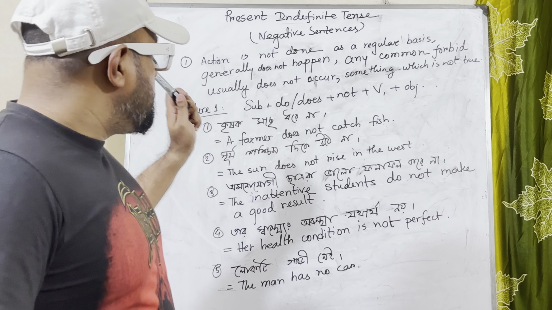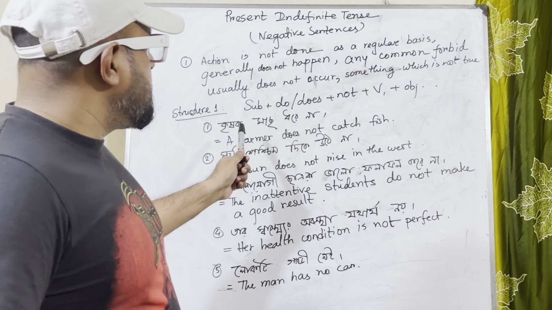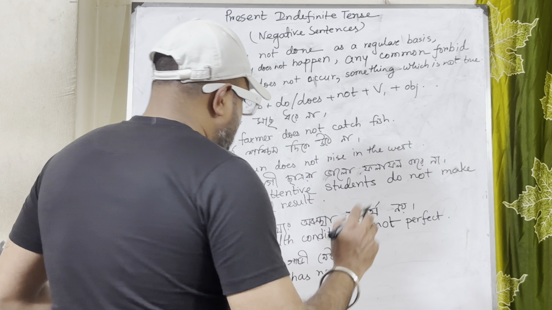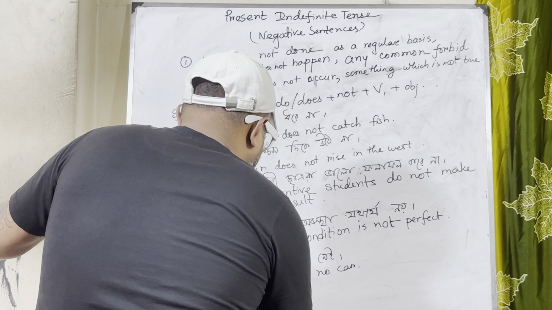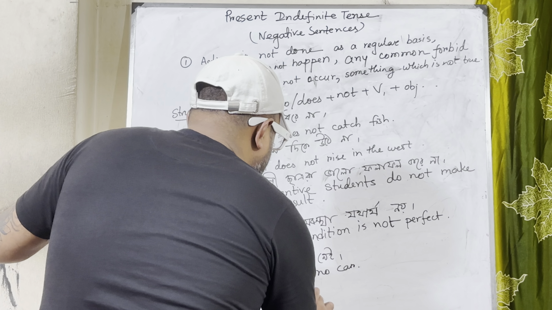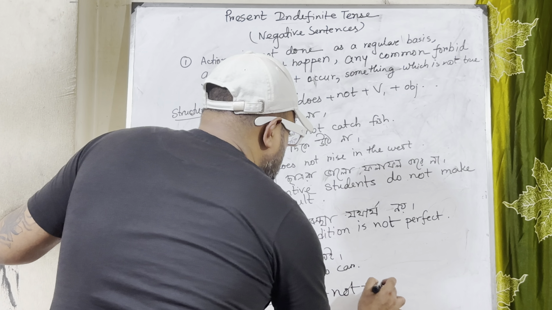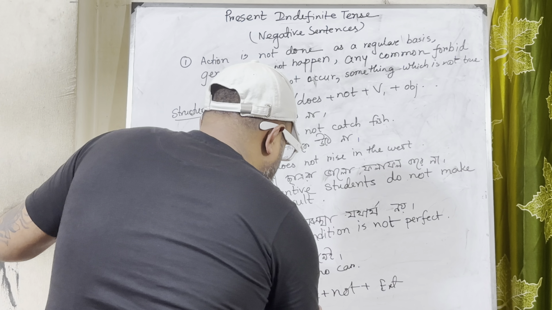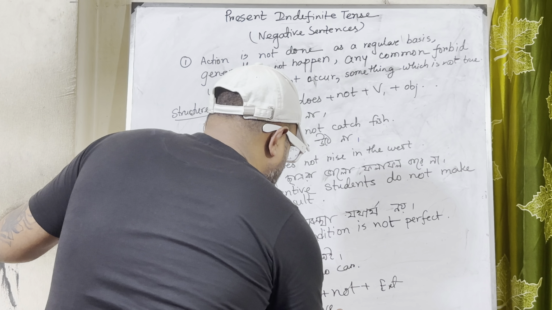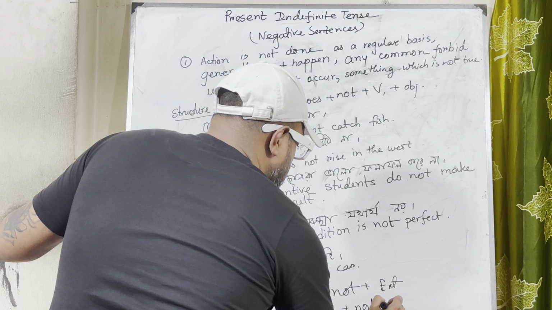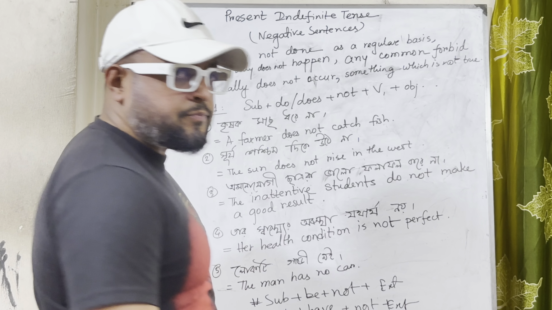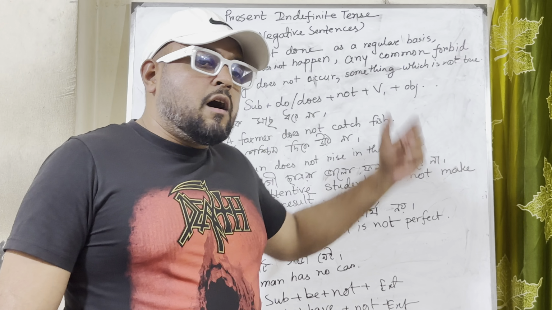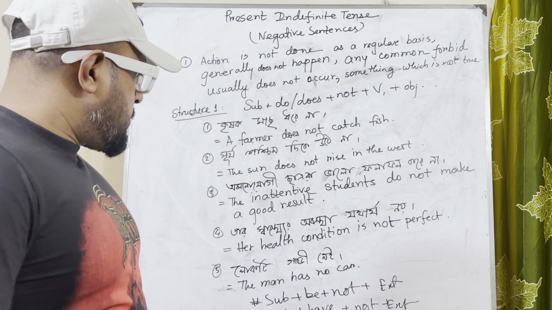and the pattern goes like this: subject plus do or does, then not plus verb, then object. And here I would like to write another structure, that is subject plus be verb plus not plus extension, and another structure, subject plus have verb, then not plus extension. So these two structures also belong to our present indefinite tense negative structure.